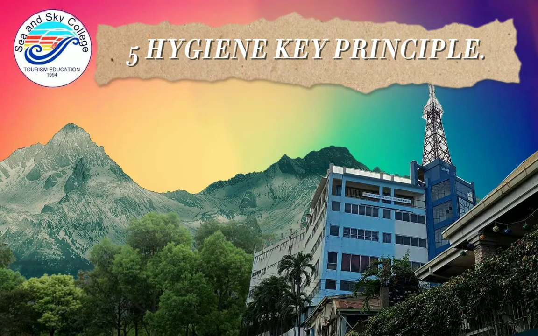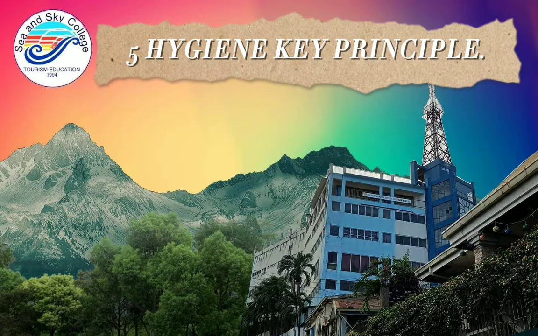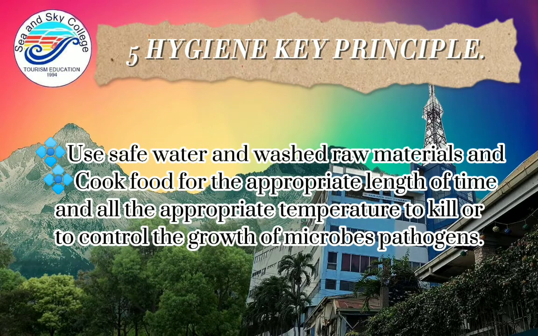According to WHO, there are 5 key principles. First, prevent contaminating food with pathogens spreading from people, pets, and pests. Second, separate raw and cooked food to prevent contaminating cooked food. Third, store food at the proper temperature. Fourth, use safe water and wash raw materials. And fifth, cook food for the appropriate length of time and at the appropriate temperature to kill or to control the growth of microbial pathogens.